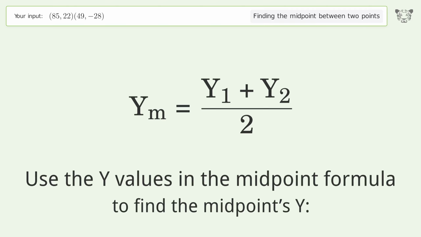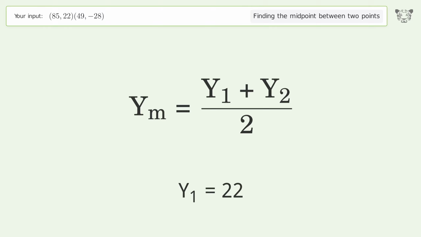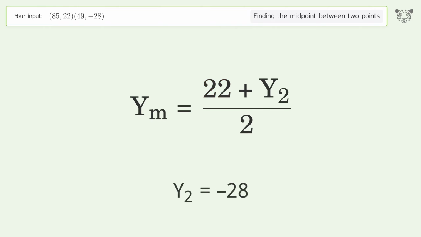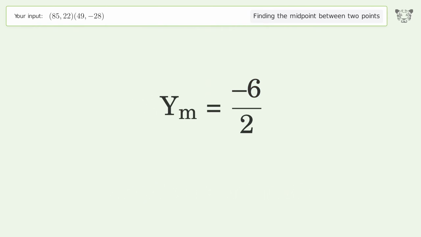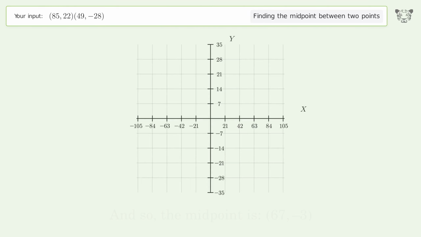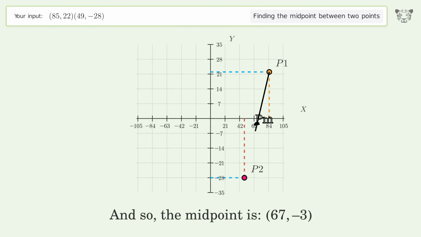Use the y values in the midpoint formula to find the midpoint's y. y1 equals 22. y2 equals -28. Simplify the arithmetic. And so, the midpoint is 67, -3.